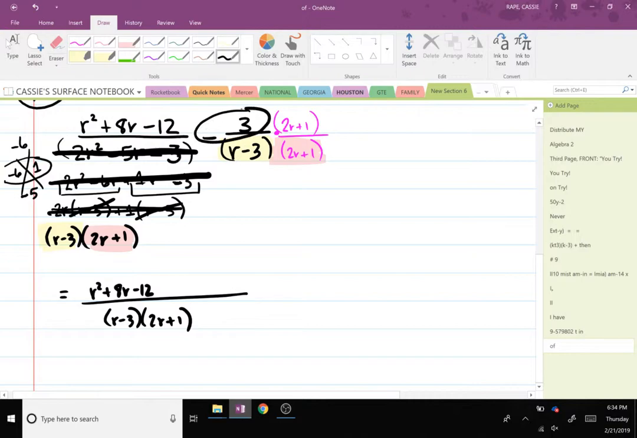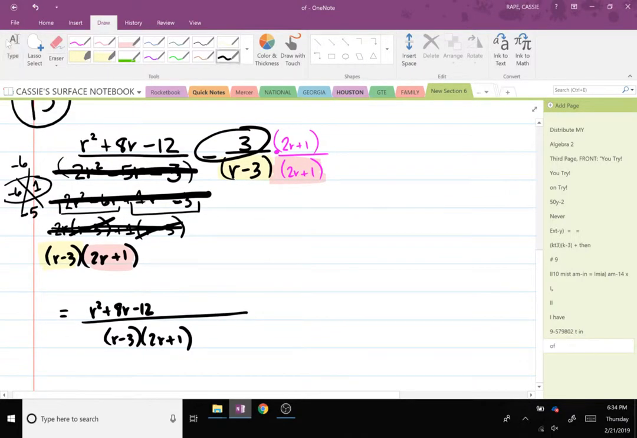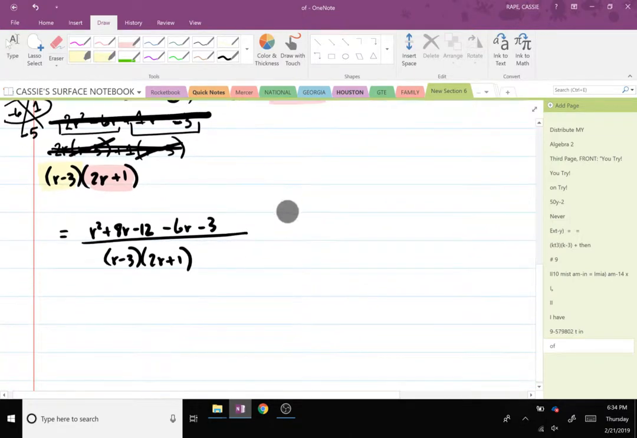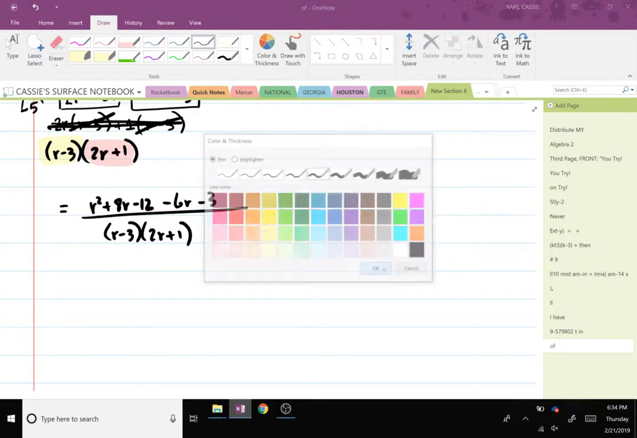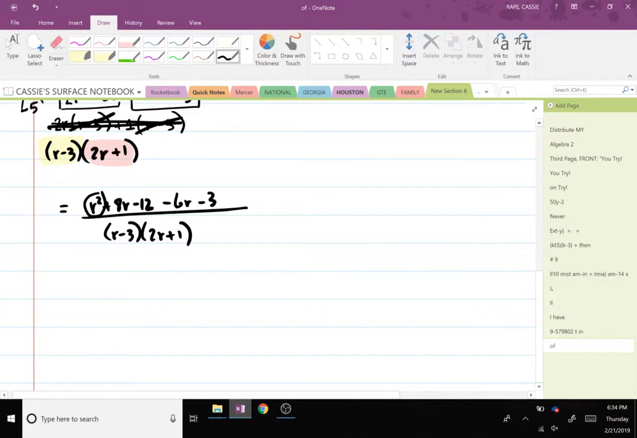Remember that all of that, negative and the 3, is going to be distributed across 2r plus 1. So negative 3 times 2r is negative 6r. Negative 3 times 1 is minus 3. Okay, so now I'm going to simplify, and here we go. I'm looking for like terms. R squared, there's not one. I've got a plus 8r and a minus 6r, which means I've got a plus 2r. And then I've got a minus 12, minus 3, which is minus 15.